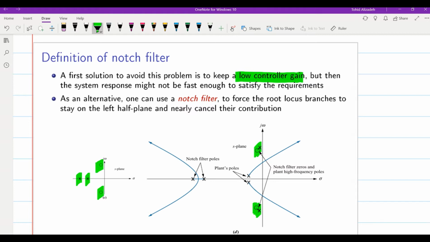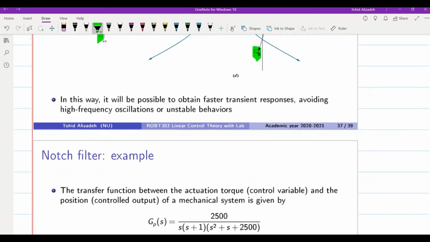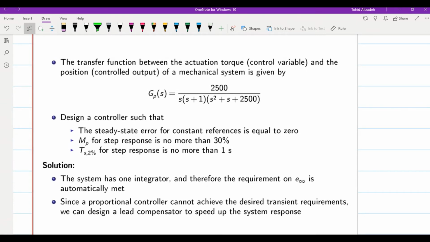Okay, so we can't just keep the proportional controller with a low value for the gain, because the transient requirements might not be satisfied. So let's see how a notch filter could be designed. We have an example over here. You can see the transfer function given in the form of 2500 over s times (s plus 1) times (s squared plus s plus 2500). Over here we have a pair of poles s1,2, which are located at minus 0.5 plus minus j50.